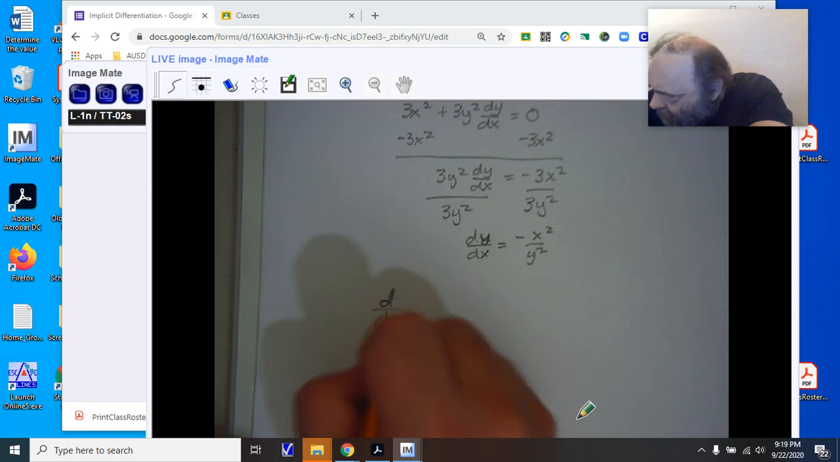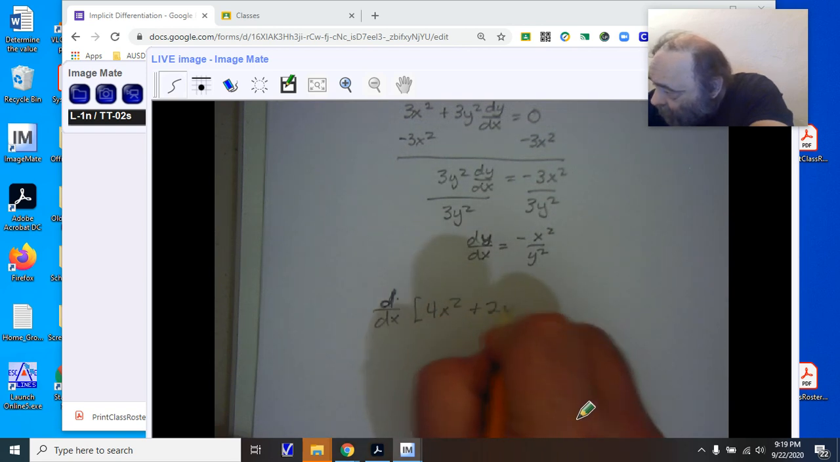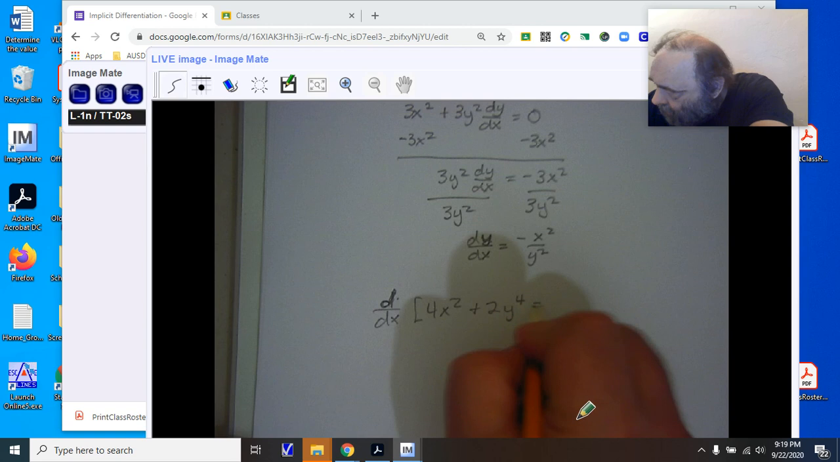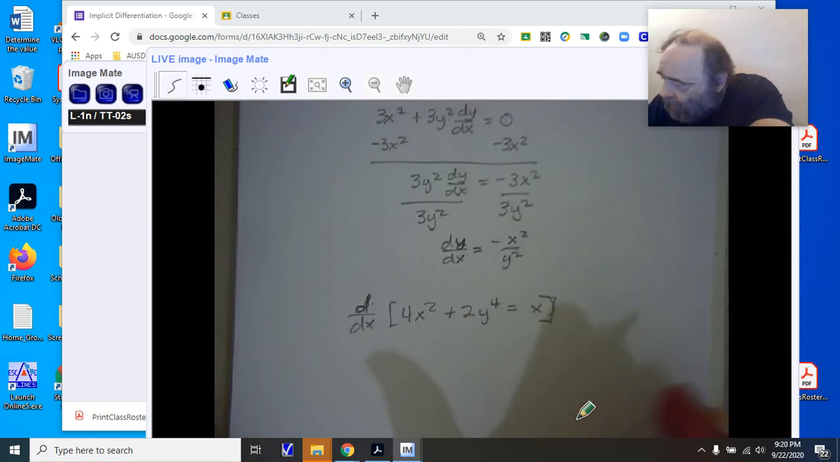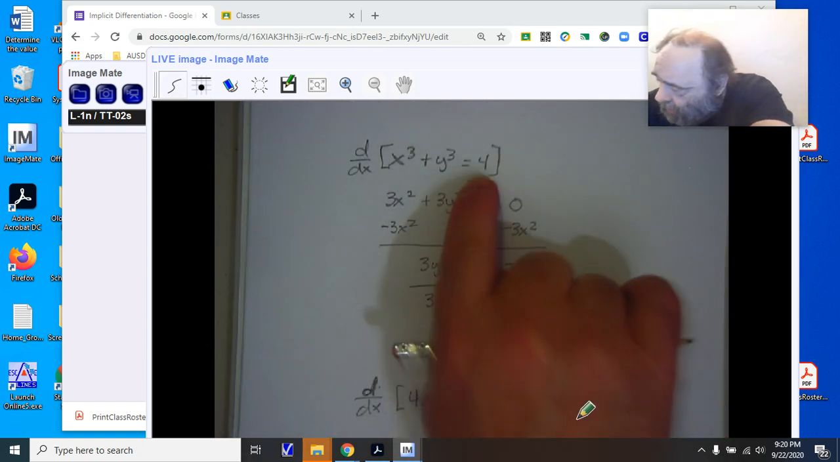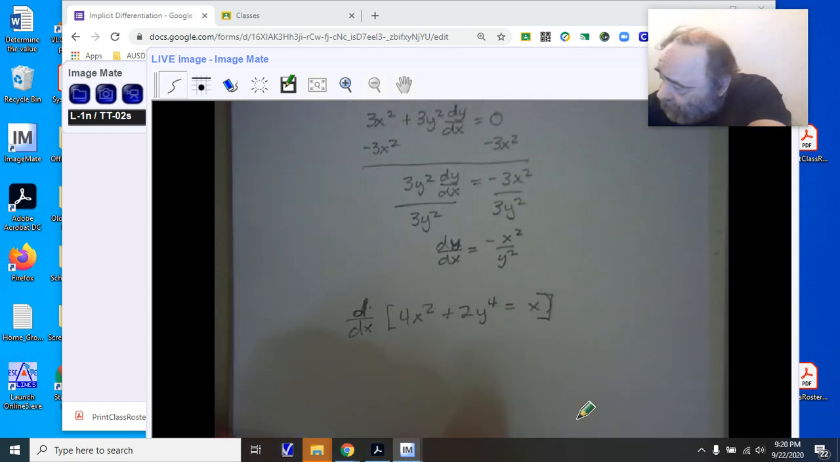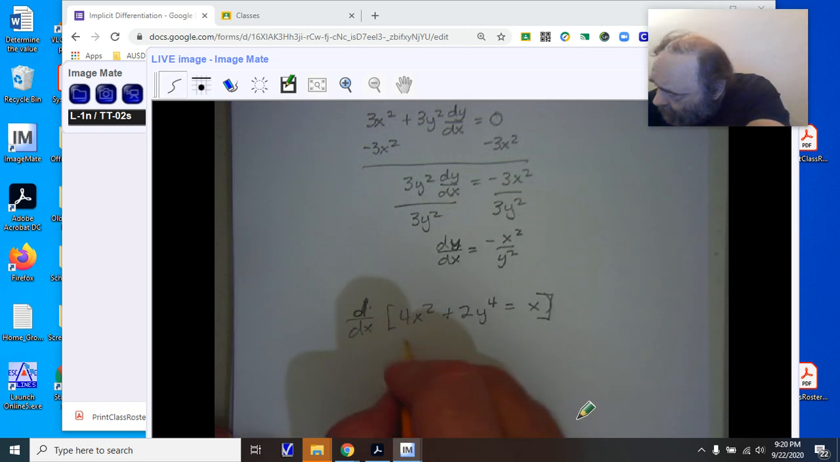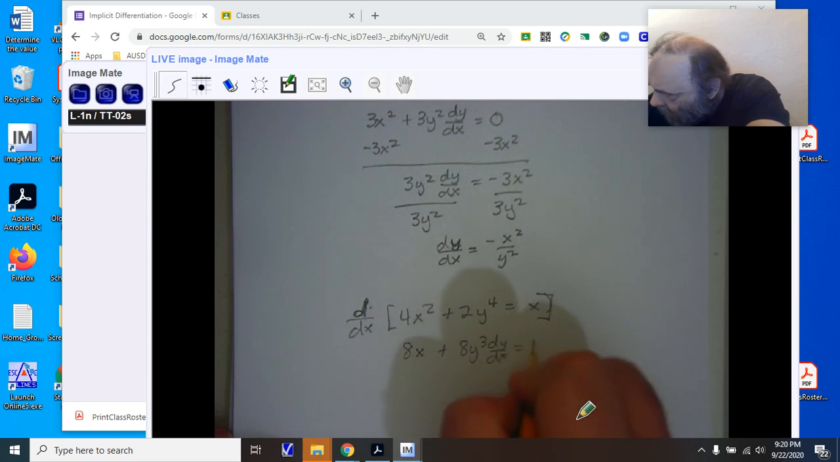d/dx, and I'm going to go 4x squared plus 2y to the fourth equals x. Now notice in this problem, we've got two different sides, but instead of having a constant, which went to 0, we're now going to have a variable x, which will go to 1. So we do our explicit differentiation, 8x. We do our implicit, 8y cubed dy/dx, and it equals 1.